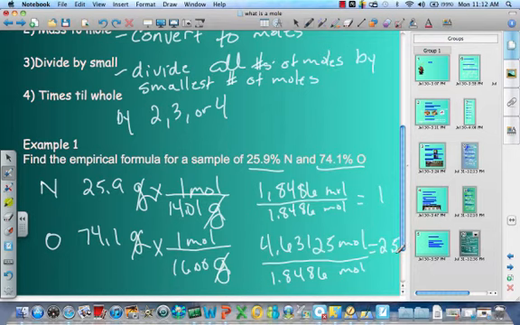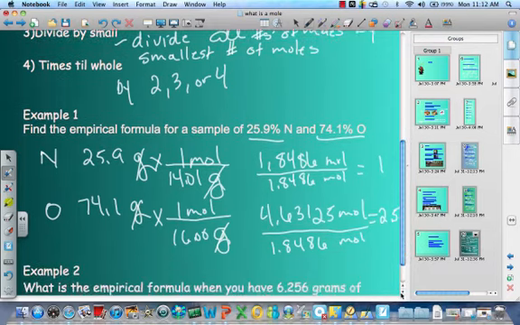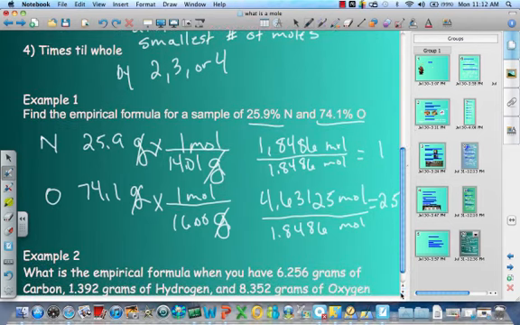Okay, so if I had just gotten whole numbers, these would be my subscripts. So if I had whole numbers, it would be N, that number, O, that number, and then it would be done. But I don't have whole numbers, I have to times till whole. So I am either going to multiply by 2, 3, or 4 to give me whole numbers. Well, when I have 0.5, what number will give me whole numbers?